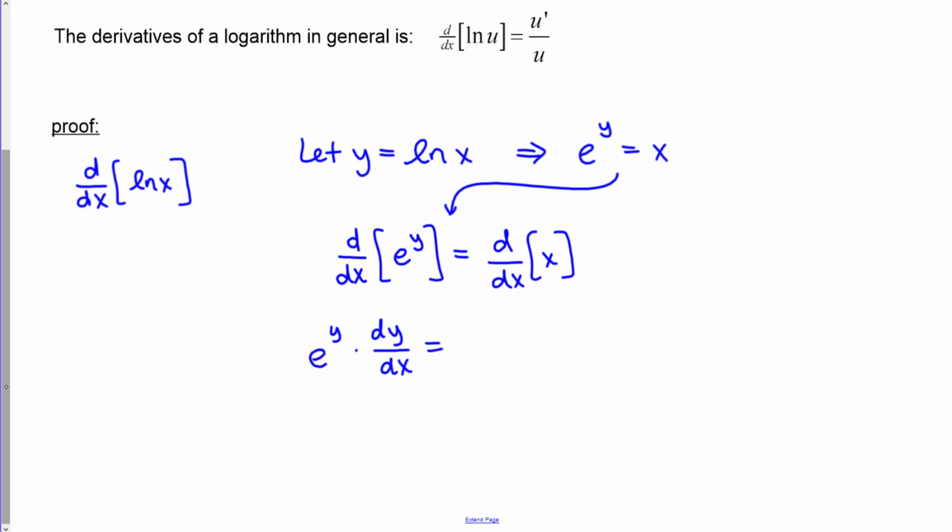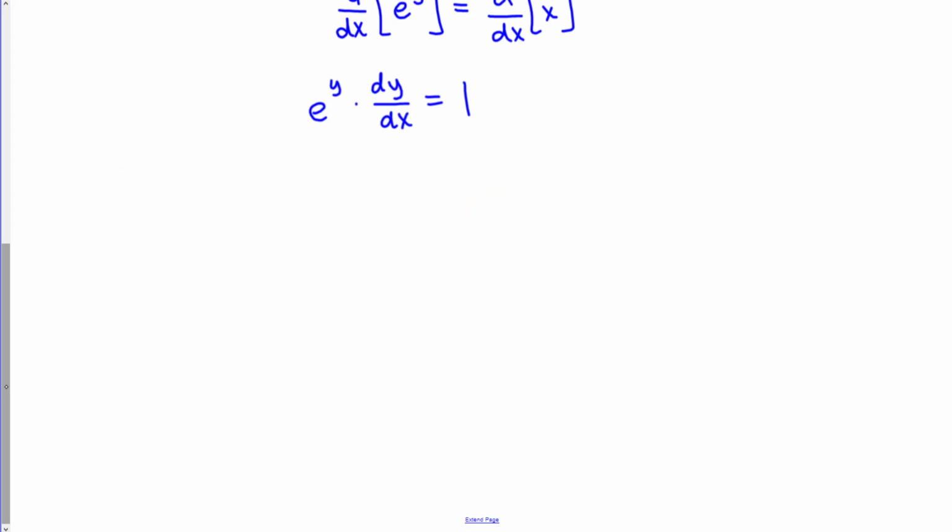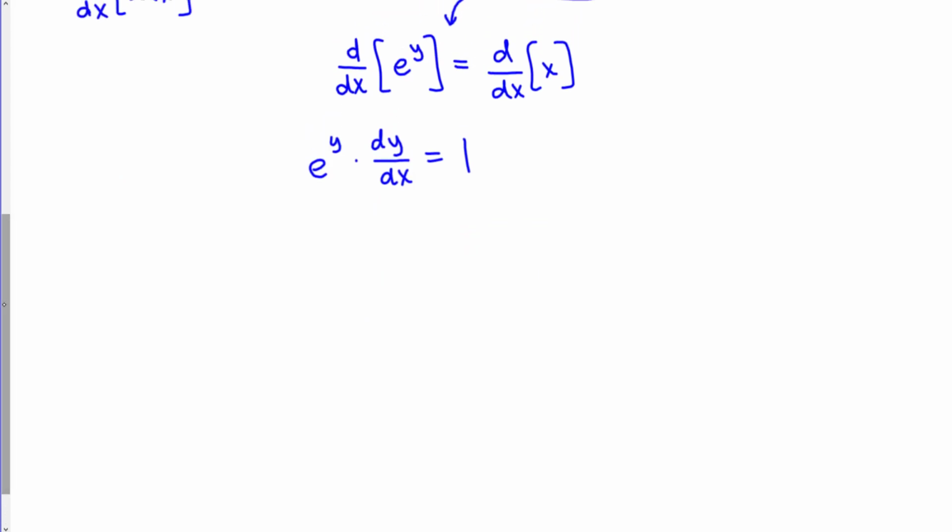Now that's equal to the derivative with respect to x of itself, which is 1. And that gives me, by dividing by e to the y, dy dx equals 1 over e to the y. But y, we know how to express y in terms of x. y is the function natural log of x. And it turns out that e raised to the natural log of anything is just that, anything.